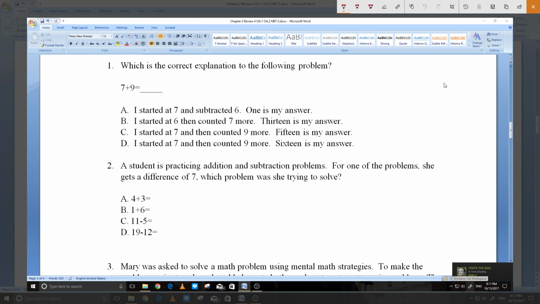I always start by solving the actual question and write the answer right above the blank. 7 plus 9, if you can't solve it fast, you can always draw tally marks or circles and whatnot. If you drew and counted correctly, you should come to the conclusion the answer is 16. Now look at the 4 choices.